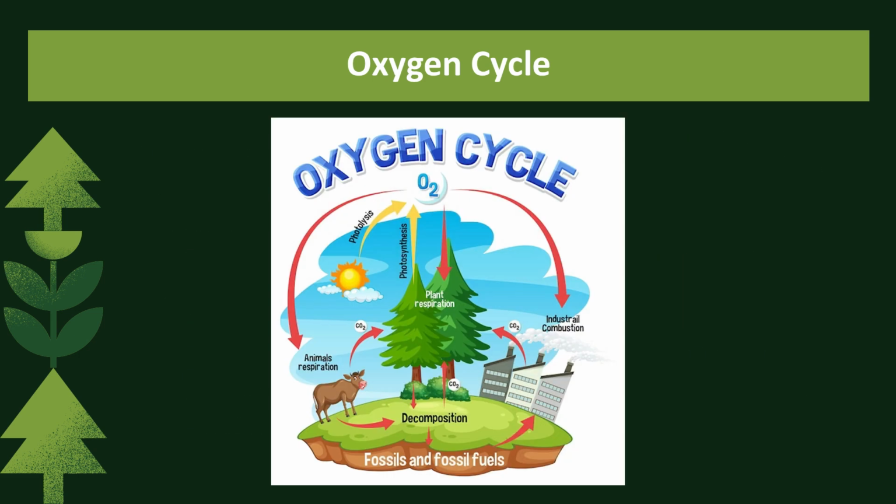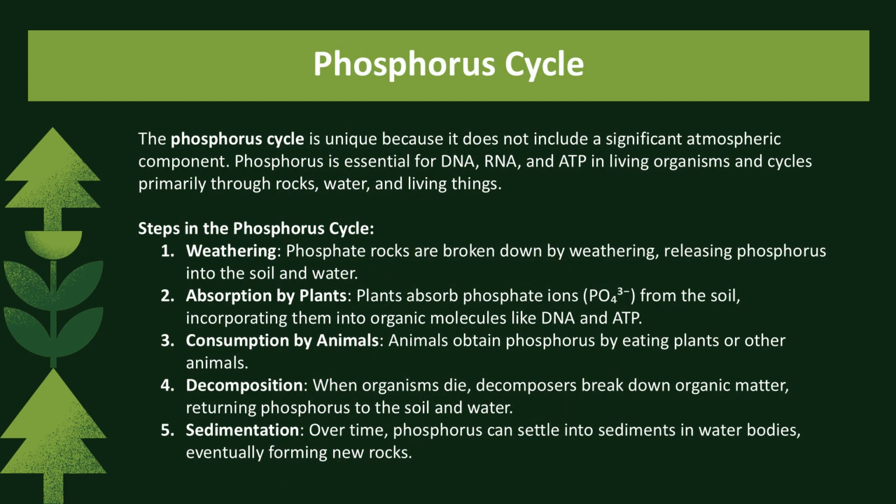Here we can see the major pathways of oxygen through the biosphere. Notice how the cycle connects atmospheric oxygen with biological processes like photosynthesis and respiration. The diagram also shows the formation of ozone in the upper atmosphere, highlighting oxygen's crucial role in protecting life on Earth.